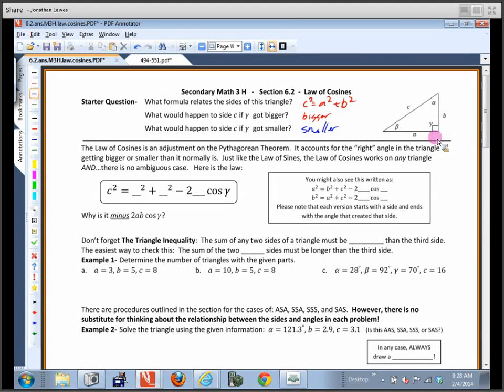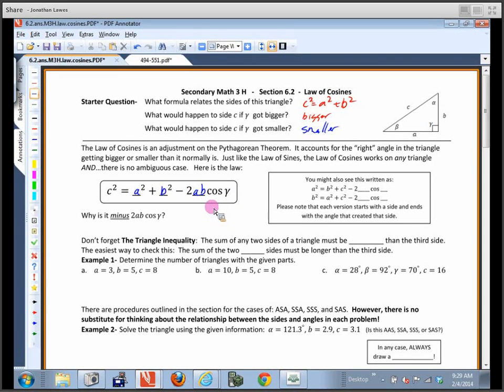Okay? So if you're interested in how to derive the law of cosines, we could certainly do that. You can also find plenty of videos on YouTube or Khan Academy and things like that. But here's what the adjustment looks like. So it starts out with a c squared just like it normally does. I've got an a squared and a b squared, and here's the adjustment. I subtract 2ab times the cosine of gamma.